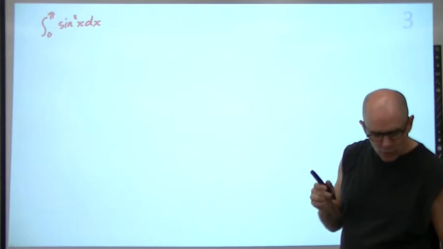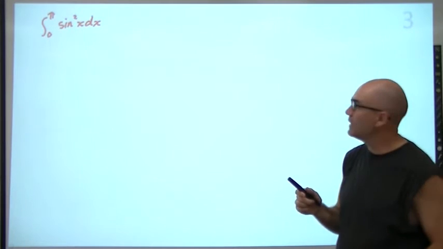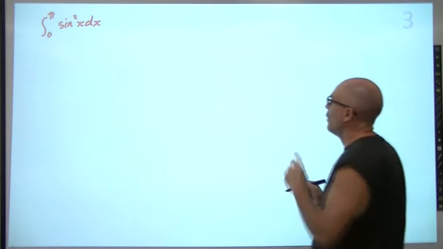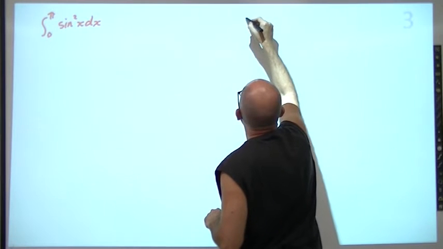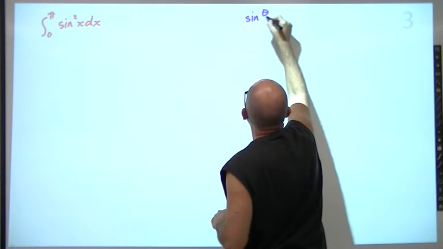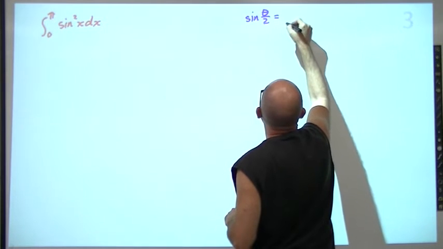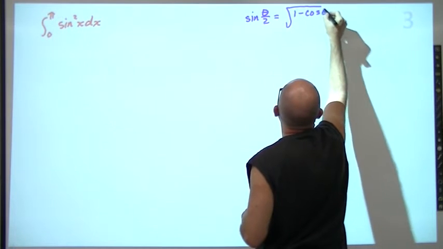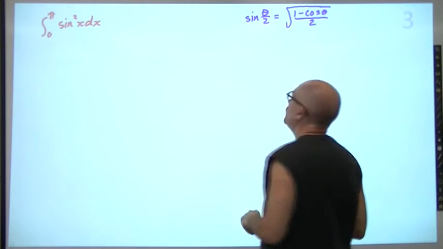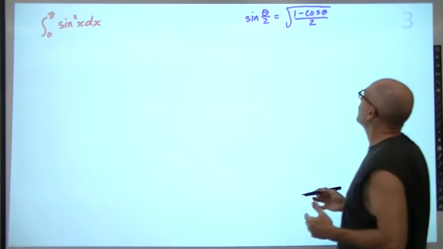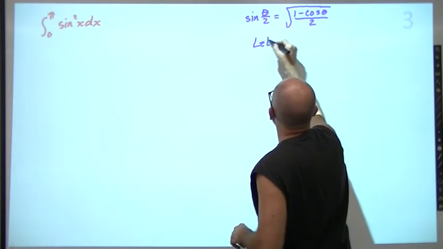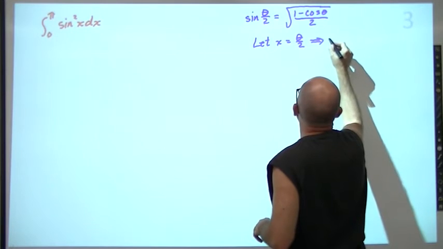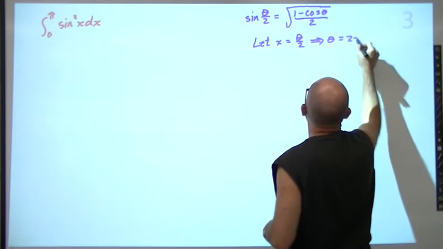If you remember back to your trigonometry class, and I know you all had an excellent trigonometry teacher, you know that sine of theta over 2 equals the square root of 1 minus cosine theta, all divided by 2. You remember that. So what we're going to do is say let x equal theta over 2. Now if x is theta over 2, then theta is going to be 2x.